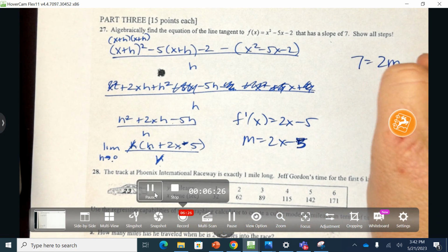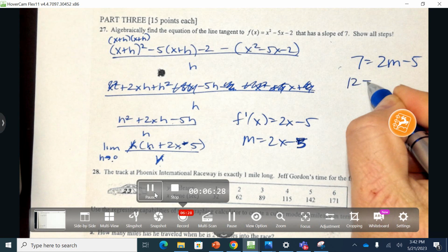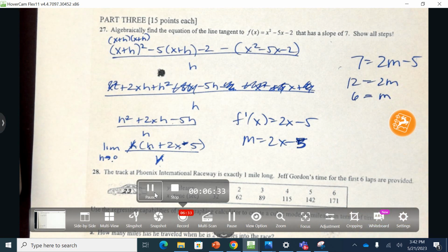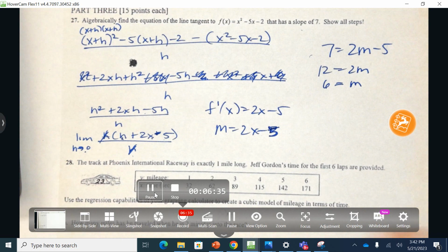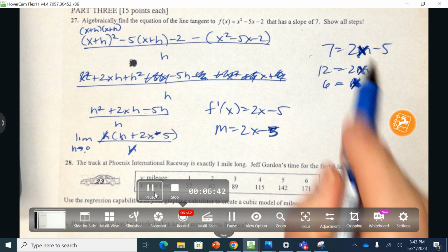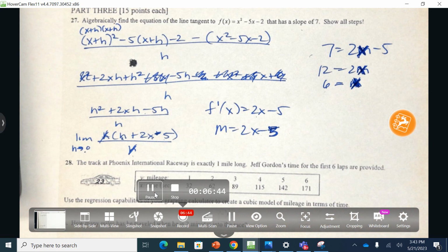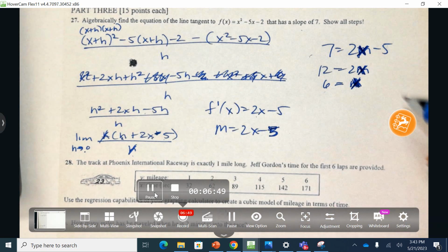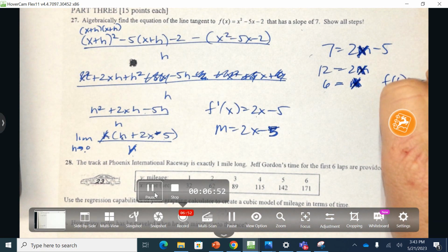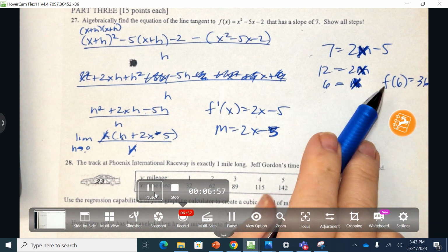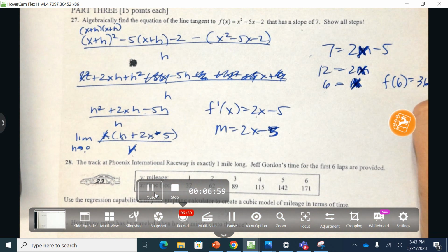7 equals 2x minus 5. I'm going to add 5 to the opposite side. I'm going to divide by 2, and I end up with 6. I meant to put an x here, not an m. So x equals 6. Okay, so now what I need to do is take this value and plug it into the original function. So I want to know what is the output when x is 6. So 6 squared is 36, and 6 times negative 5 is negative 30.